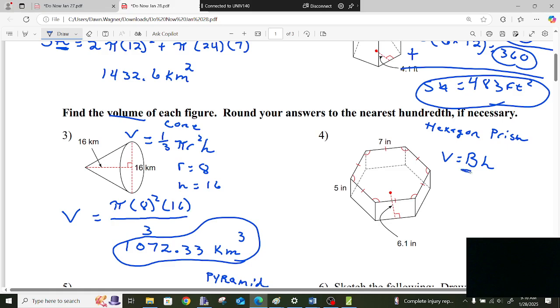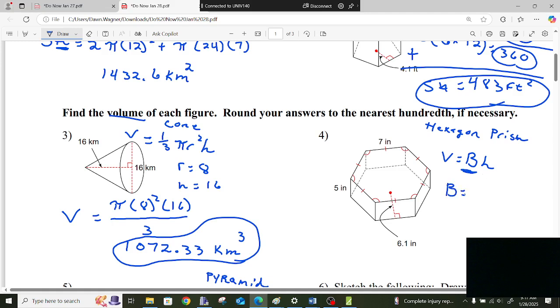Okay, so capital B means area of the base, right? Where height is the height between the two bases. This is a prism, and it's a hexagonal prism. It's a hexagon because the parallel bases are hexagons. So I need to just do the area of the base times the height.